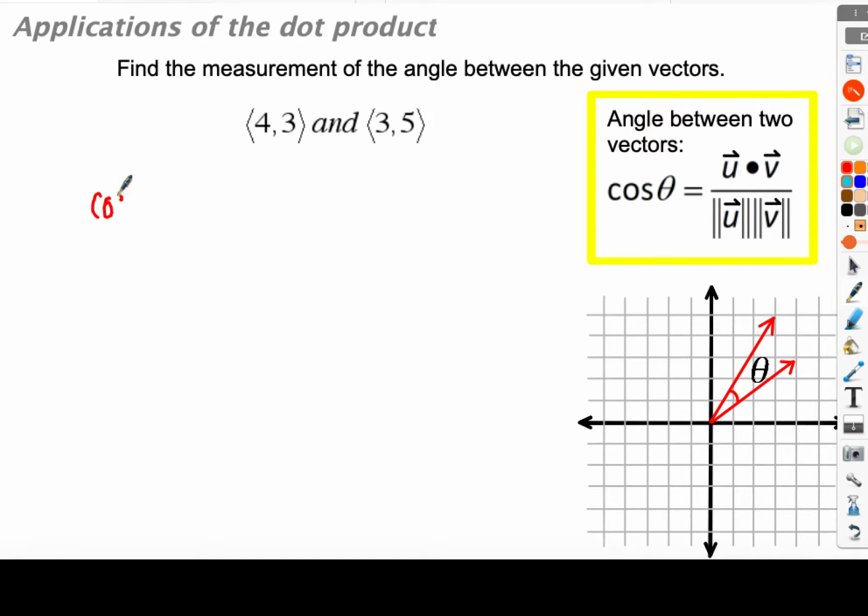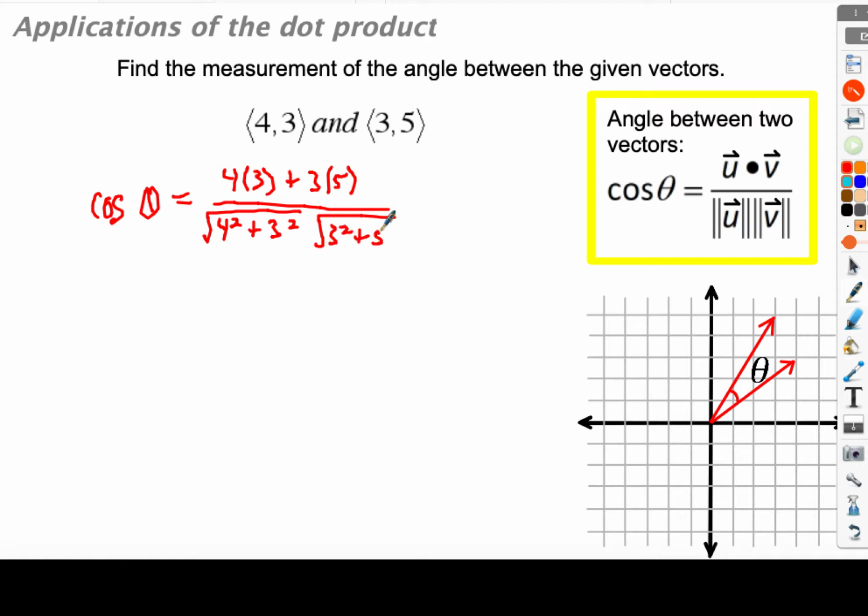The cosine of theta, the angle in between, will be equal to their dot product. So again, up top, we're going to say 4 times 3 plus 3 times 5, divided by both their magnitudes. So we're going to take them both squared: 4 squared plus 3 squared, add them up and take their square root. And then same thing for the second vector, 3 squared plus 5 squared, add them up, take their square root.